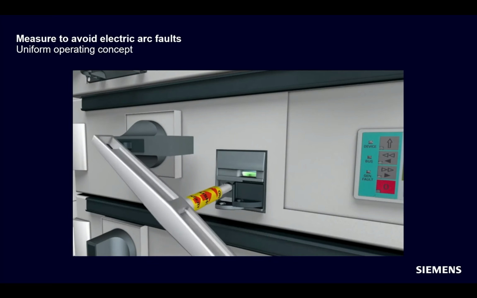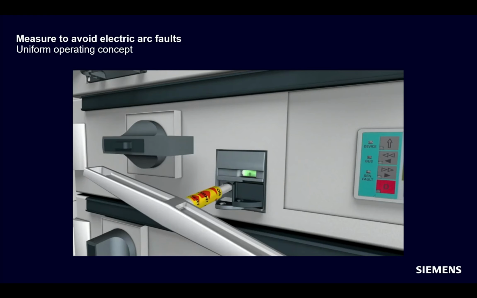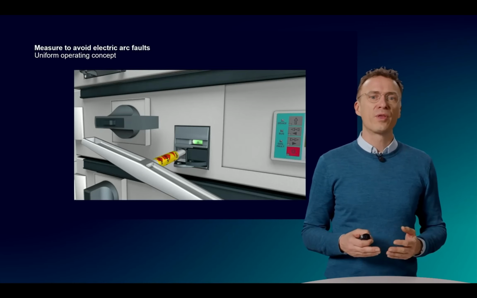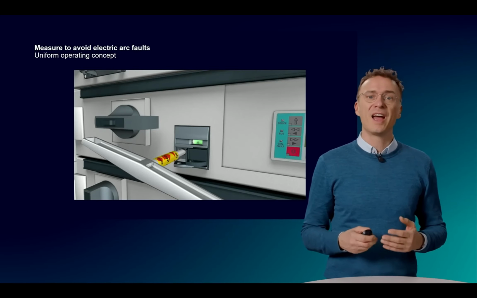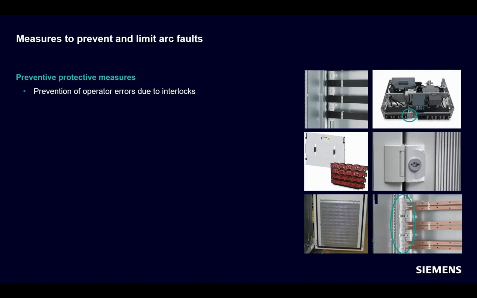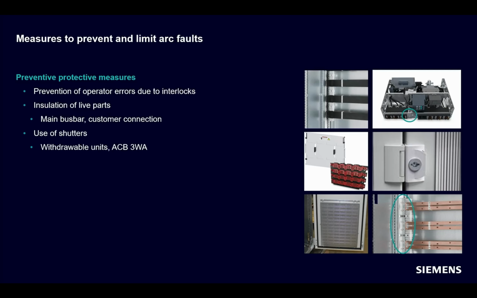Passive measures here would include a uniform operating concept for all withdrawable unit sizes, various locking devices for main switching devices, and mechanical locks that allow switching only when the withdrawable unit is correctly inserted and when the door is closed. Other measures are the insulation of the main bus bar and the customer connection, the right selection of internal separation, the use of shutters at the distribution bus bars or adapter plates or on the circuit breaker.